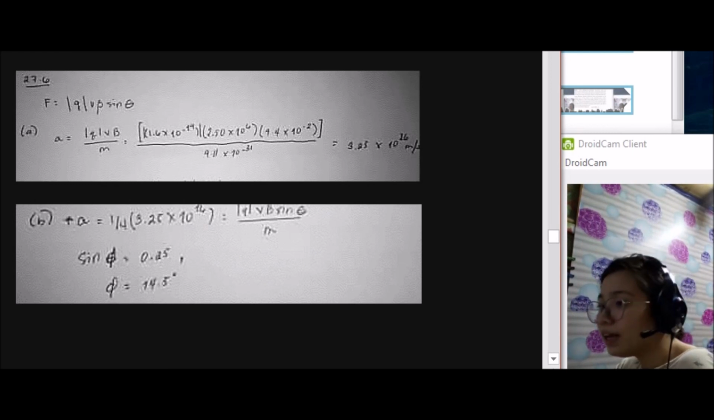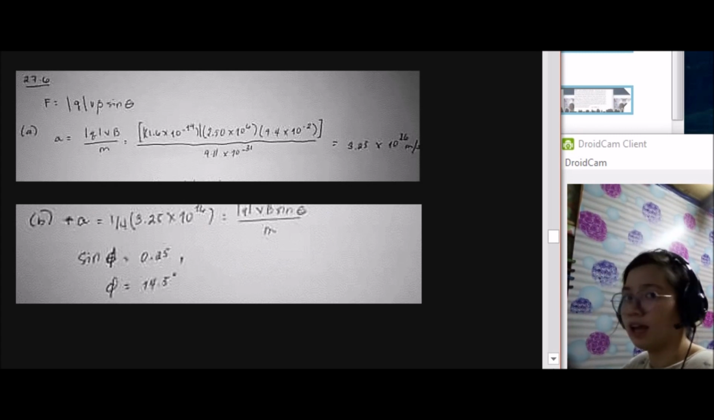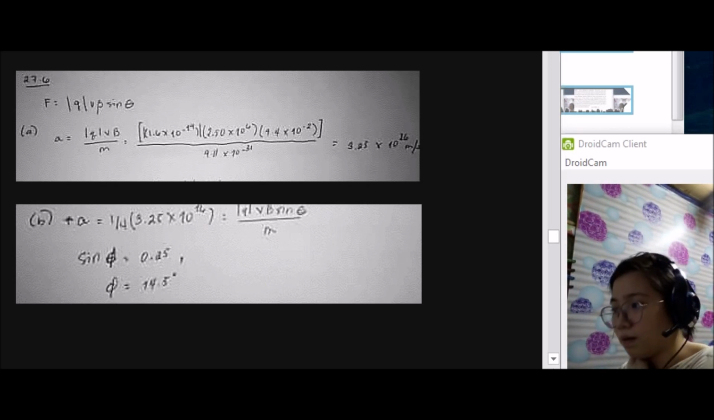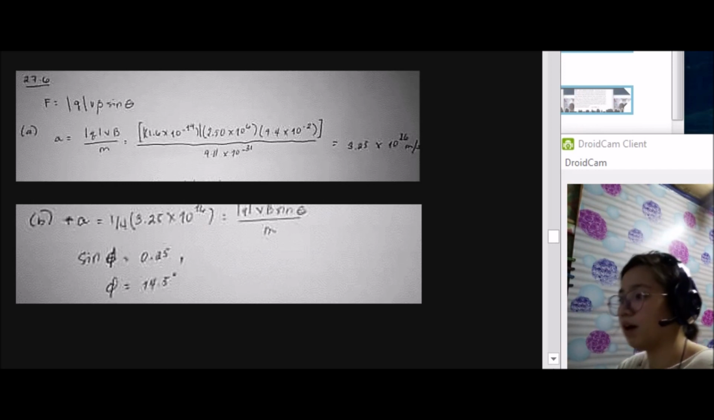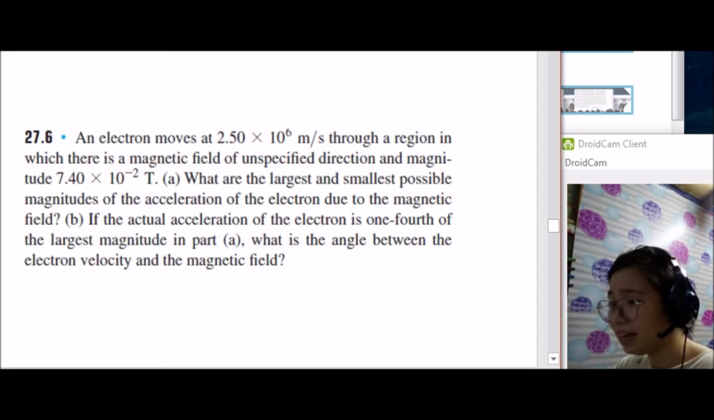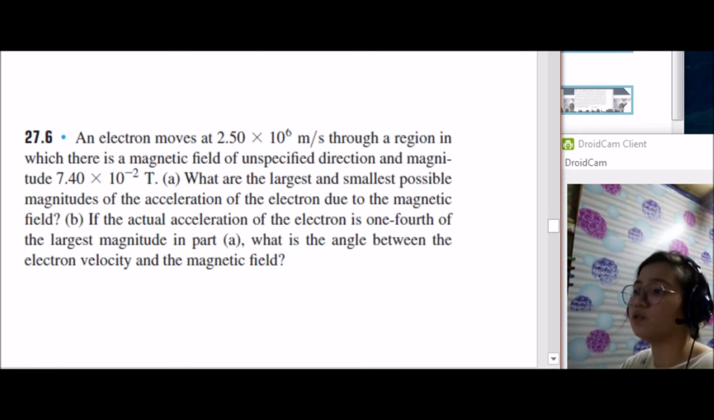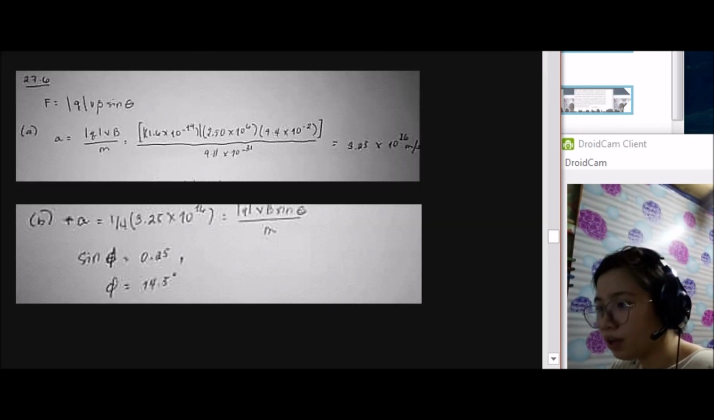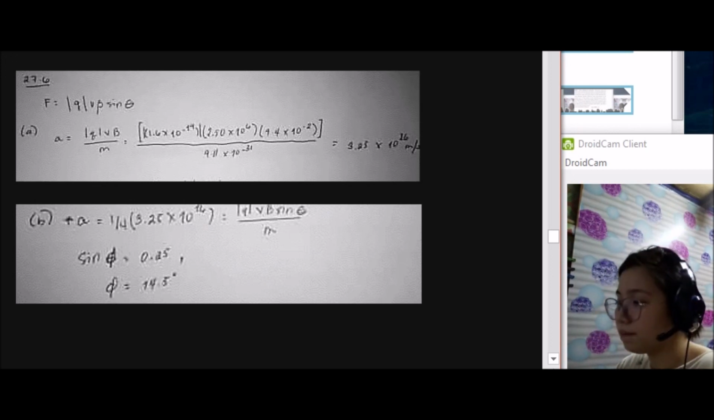Calculating it with your calculator, we have 3.25 times 10 to the 16th meters per second squared. And the actual acceleration is just 1/4, so we take the 3.25 times 10 to the 16th and look for the 1/4 of that.